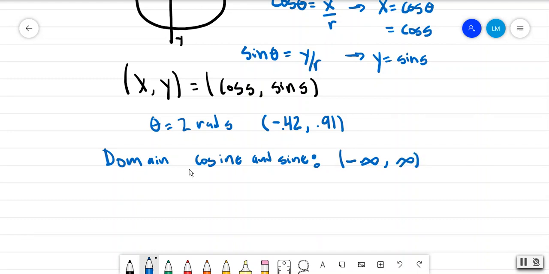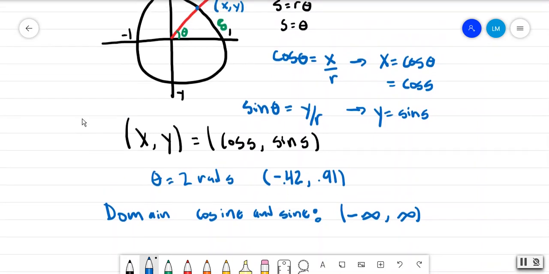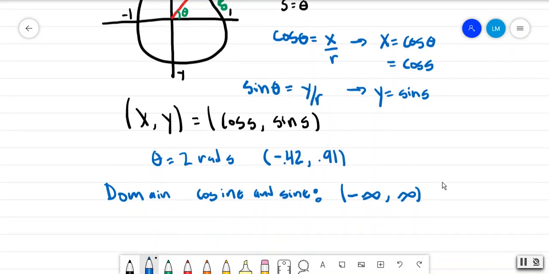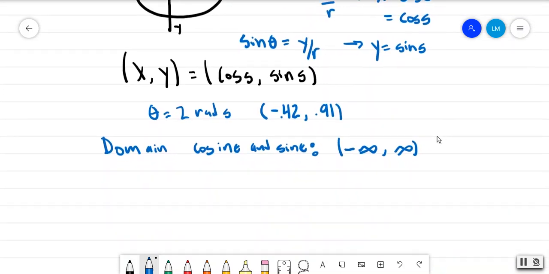But if you were to look at tangent, that would be a little bit different, because then tangent is going to be undefined wherever cosine is 0, which in this case would be up here and down here. So that basically means that the domain of tangent, and we'll do secant.